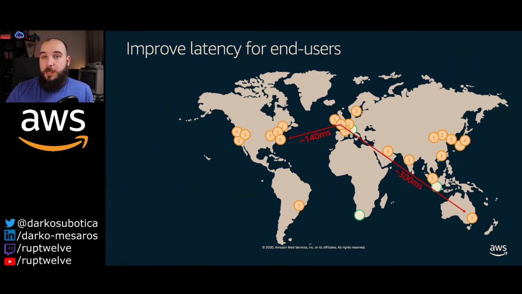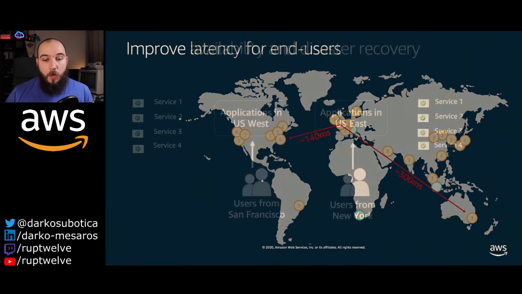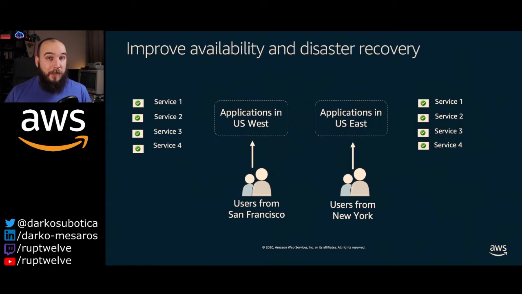Because we still haven't figured out how to beat the speed of propagation of electrons, latency still exists in the world. So there's a way to reduce this by deploying your architecture closer to your end users. Also, improving your availability and having disaster recovery. Let's look at this example. We have our application running in US West, on the West Coast, and we have an application running on the East Coast. We have users both from San Francisco and from New York.